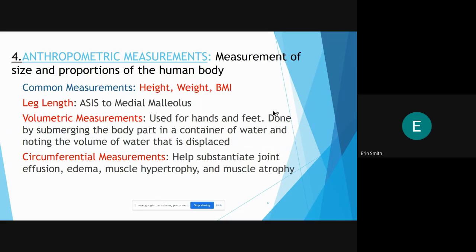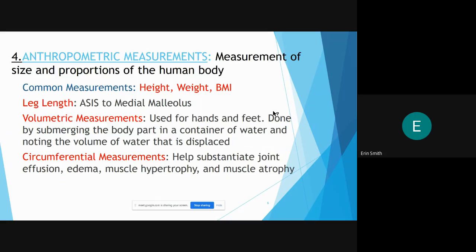Another thing that we can look at, as far as anthropometric measurements, or measurements of the size and proportions of the human body, would be leg length. And a typical way to measure that is the ASIS to the medial malleolus. Volumetric measurements are typically used more for hands and feet. So especially when a patient has a lot of swelling in their hands and feet, this is one way that you can document maybe improvement on how treatment is affecting the swelling in the hands and the feet. So it's typically done by submerging the body part in a container of water and then looking at the level of volume of water that is displaced.